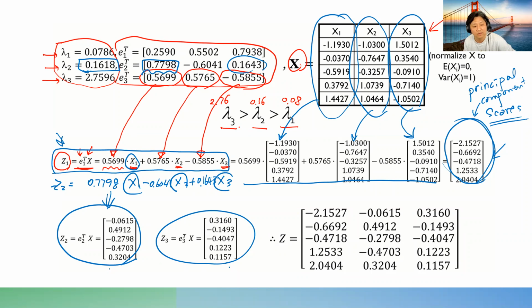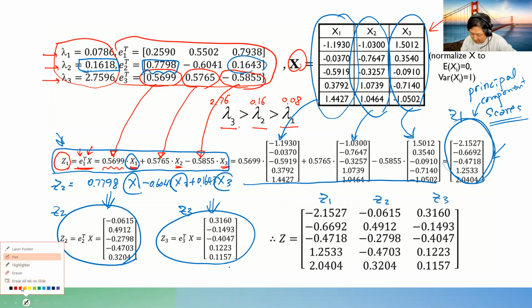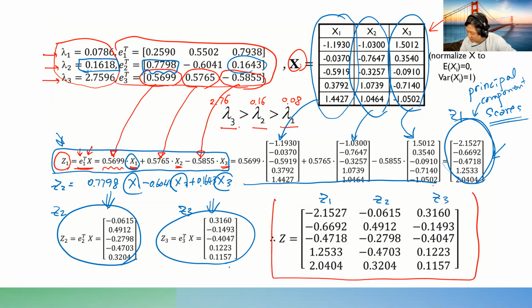Okay. And then do the same thing. And this is Z3, the third principal component score. And then we have Z1, Z2, and Z3 principal component scores. So Z1, Z2, Z3. This is the principal component score matrix. Right. So are you okay with that? So far, so good.